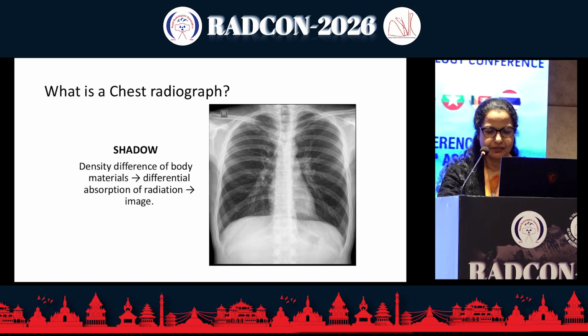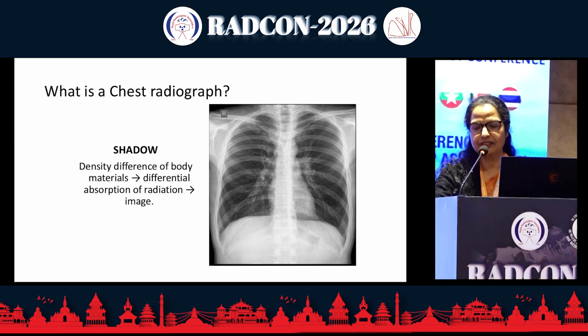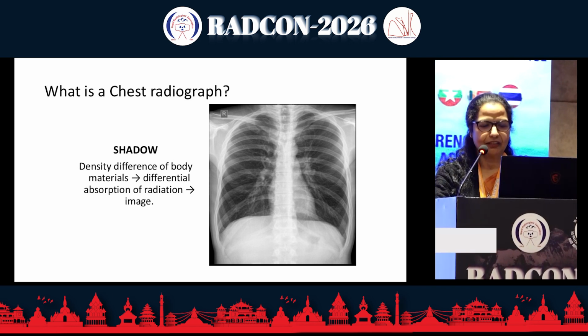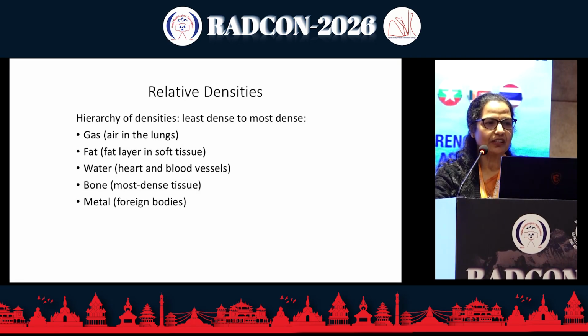So, what is a chest ray? It is a shadow because of the differential absorption of radiation when we perform the X-ray. And finally, when the image is formed, it has different shades of gray as well as black and white. So how does it happen? Because of the hierarchies of densities and absorption of X-rays, from least dense to most dense, extending from gas, air in the lungs, up to bone, the most dense tissue of the body, and sometimes metallic objects like foreign bodies.